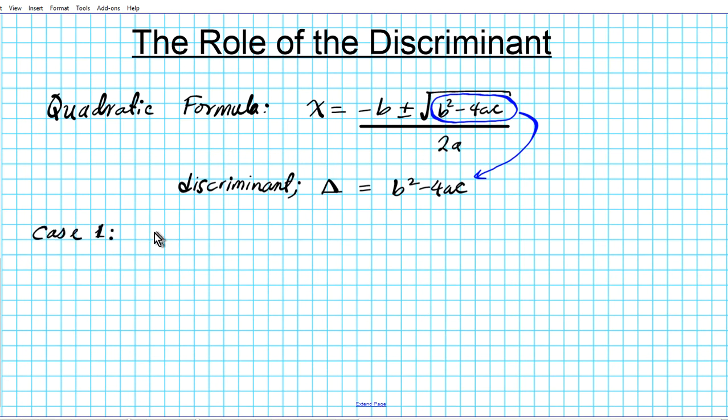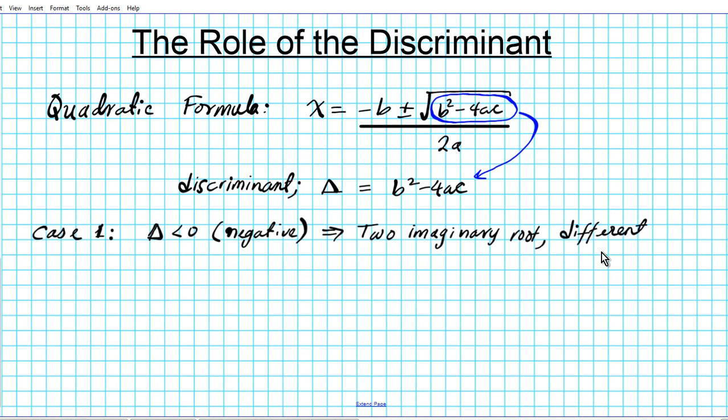In the first case we have a discriminant value that is less than 0. We're looking at the negative case. If you have a negative discriminant, you are going to have 2 imaginary roots that are different, or distinct. The result of this is because if you have a negative discriminant, you're forced to take the square root of a negative number, which results in an imaginary result.